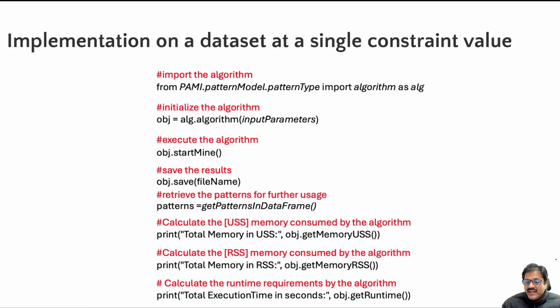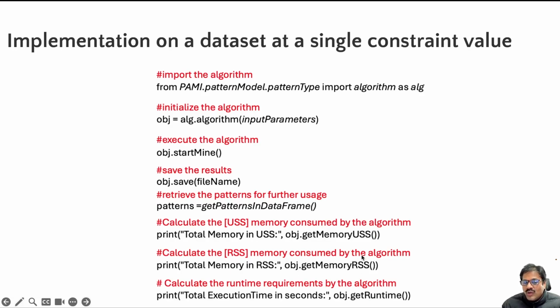Once we have generated the patterns and saved them, we get the patterns into a data frame, and then we can print the total number of patterns generated in this process. Next, we can also look at the memory consumed by the mining process. For example, if we want to look at the total USS memory consumed, simply call the get memory USS function that will print the total amount of USS memory consumed.